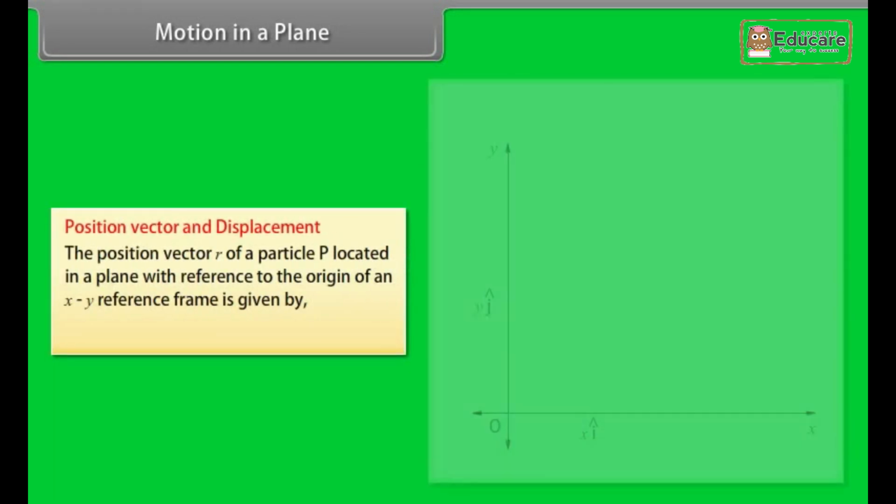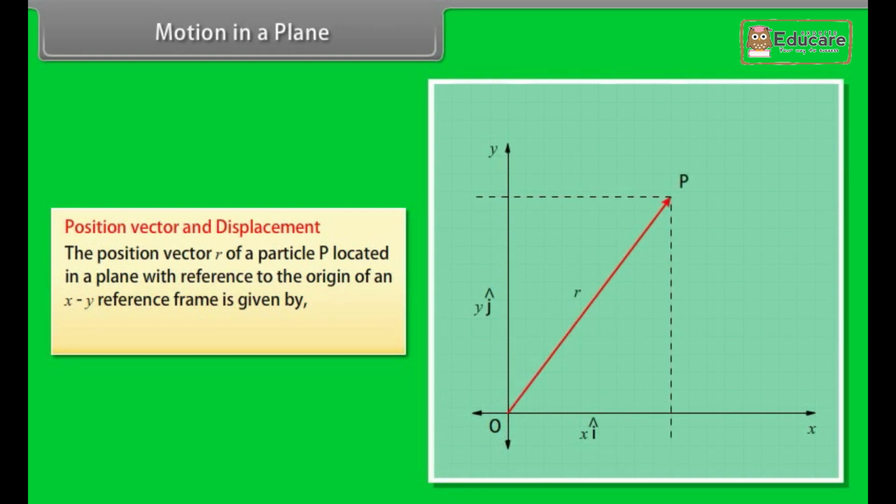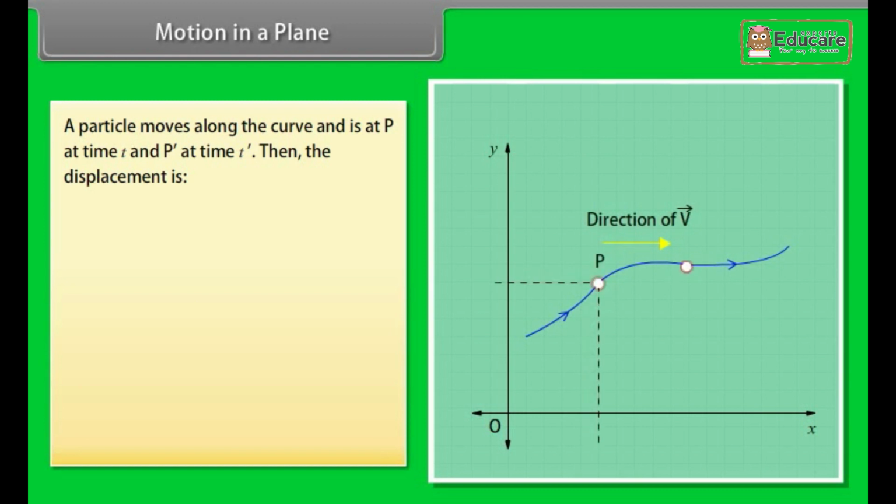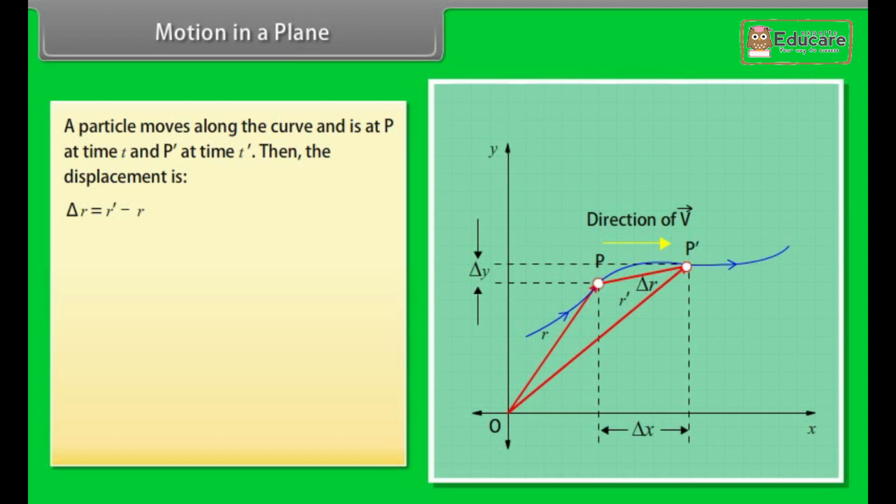Motion in a plane. Let's see motion in two dimensions using vectors, position vector and displacement. The position vector R of a particle P located in a plane with reference to the origin of an XY reference frame is given by R = xi + yj. A particle moves along the curve and is at P at time t and P' at time t'. Then the displacement is ΔR = R' − R. By putting values, we get ΔR = iΔx + jΔy.